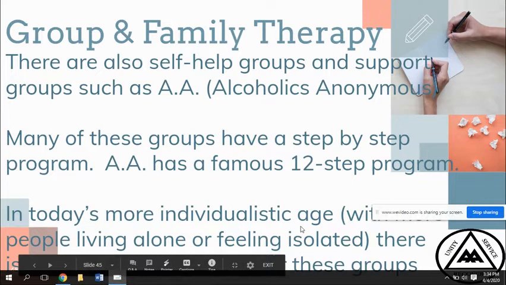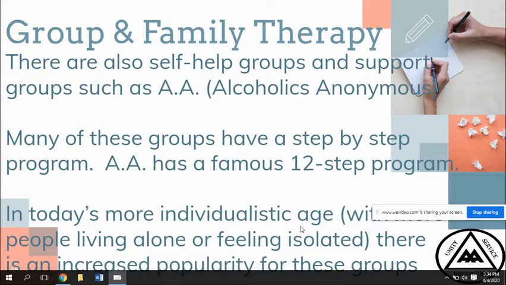There's also self-help groups and support groups. There's tons of them out there. Probably the most famous one is Alcoholics Anonymous, AA, and they have their famous 12-step program that a lot of other self-help groups have kind of copied, this type of step program, which goes from acknowledging there's a problem with step one to helping treat other people with it in the final step.